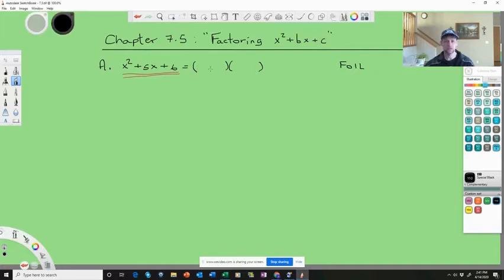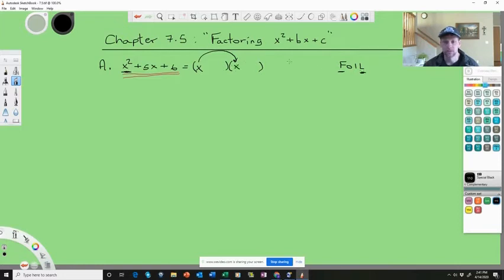So let's start by factoring this. To factor something, basically we're using the FOIL algorithm backwards. This is the F in FOIL, the first times the first, and we're asking what times what needs to give me x squared? Well, that's easy. It's obviously x times x.